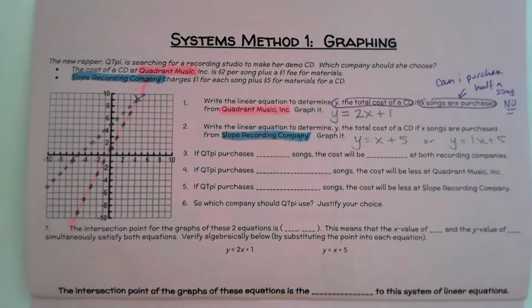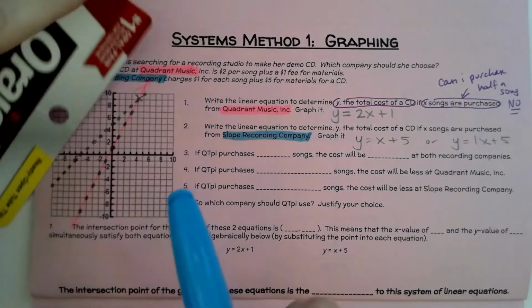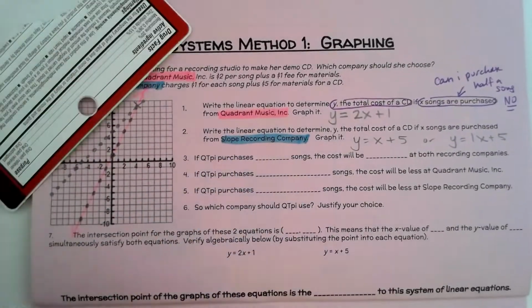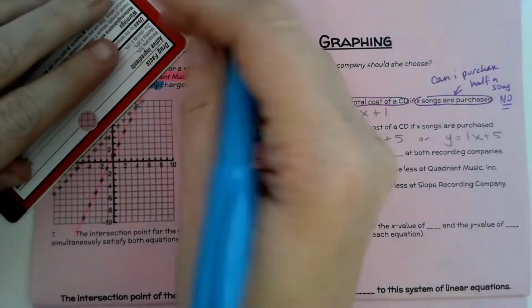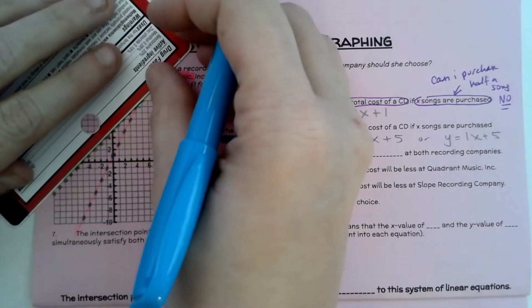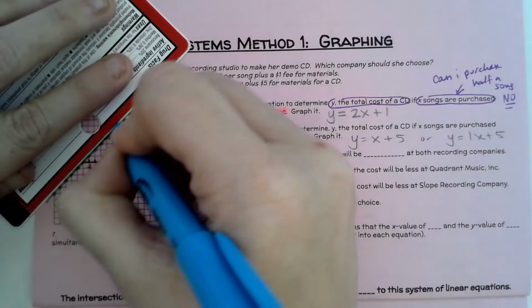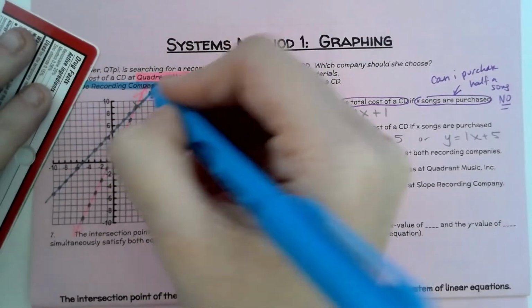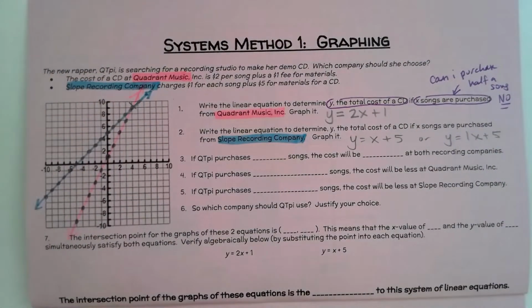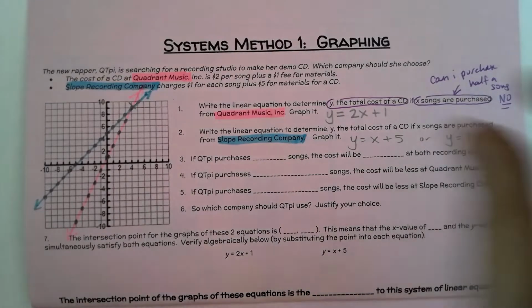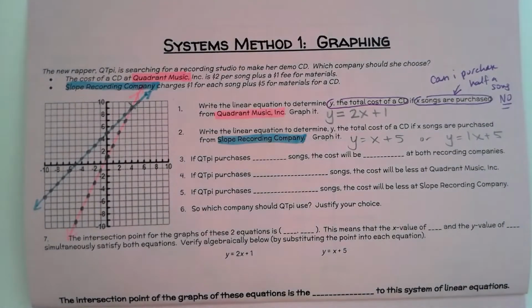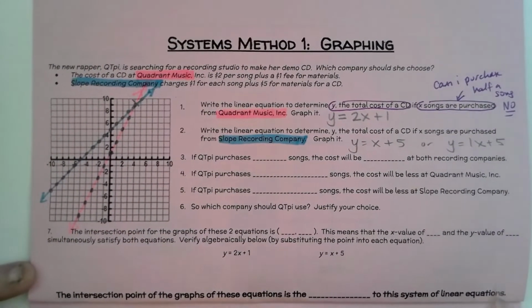Yours should look like this. Again, just to help me see it a little better, I am going to connect this up. I'm going to connect these again with my blue highlighter because that's the color I'm using for Slope Recording Company. Again, I'm not saying that line should be connected from a discrete and continuous standpoint. I'm saying that I want to be able to see the line.